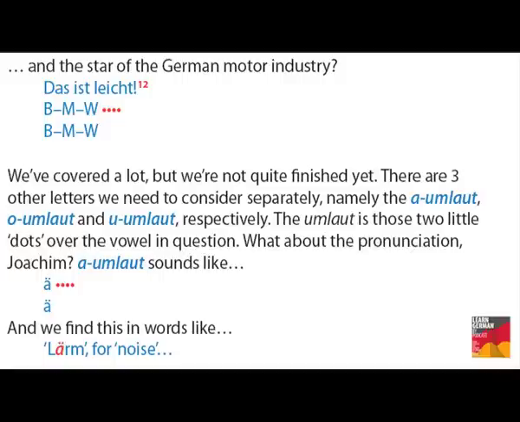And the star of the German motor industry? Das ist leicht. BMW. We've covered a lot, but we're not quite finished yet.